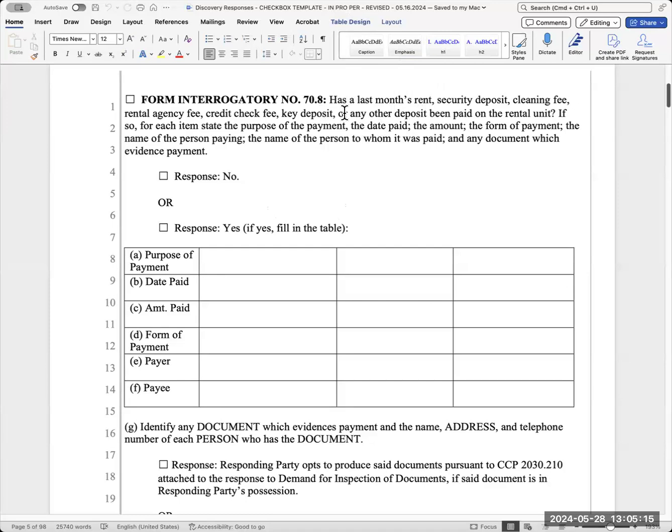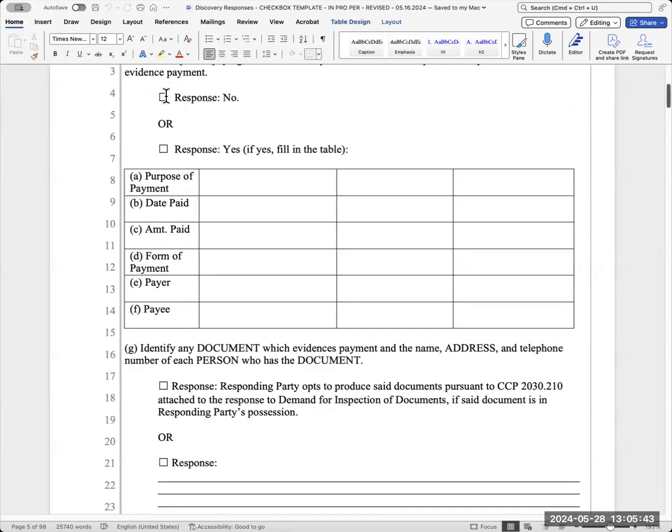Nowadays, they don't have last month's rent all the time. I don't even know if it's legally allowed in all places. But if you did pay a last month's rent, because sometimes people paid a last month's rent many, many years ago, then you're going to indicate that here. Security deposit, if you paid it, here. Cleaning fee, here. You're going to put in each box whatever it is that you paid. If nothing, here.